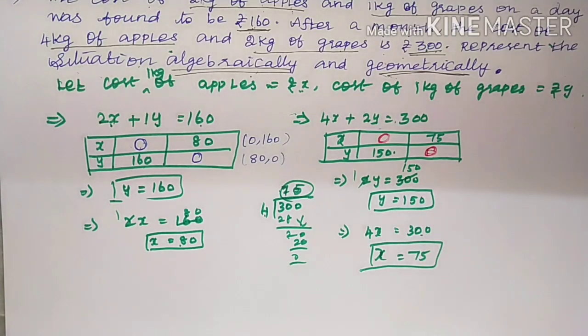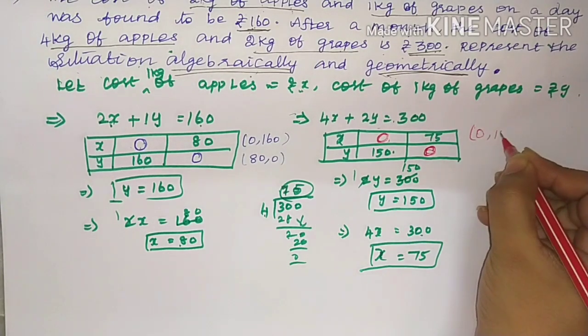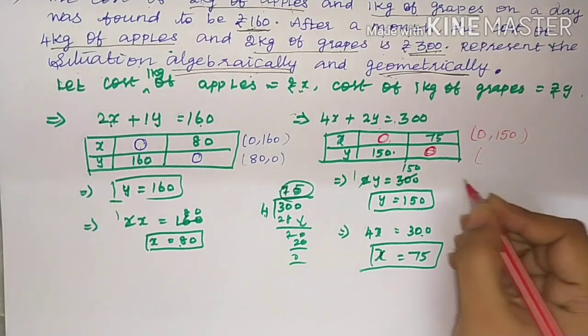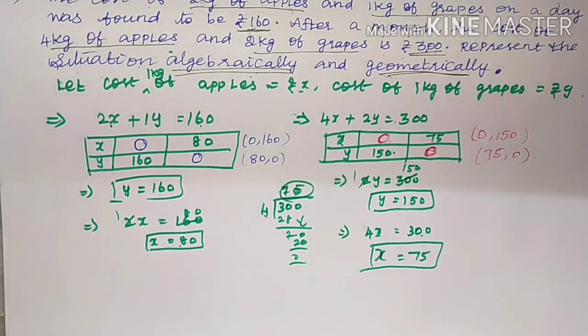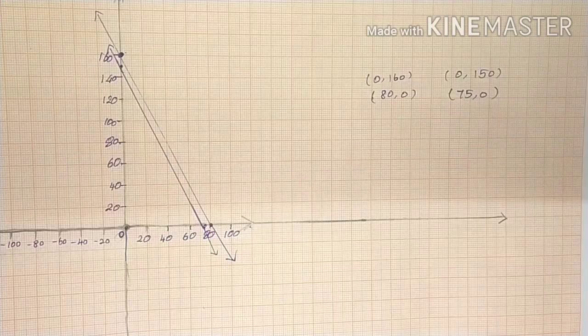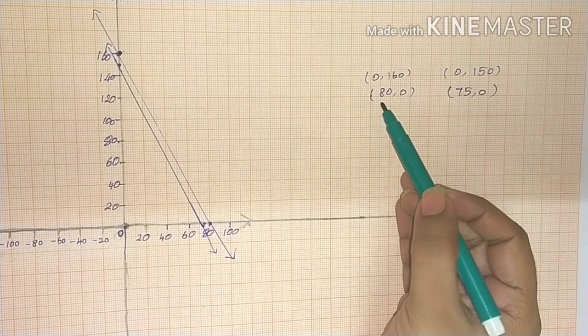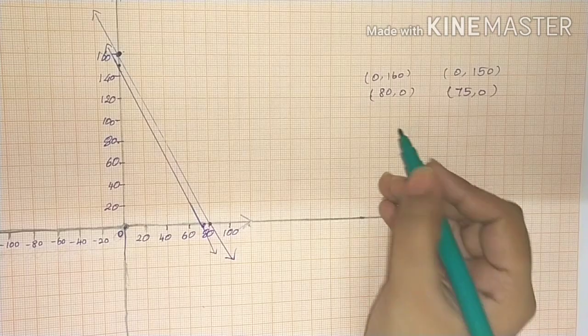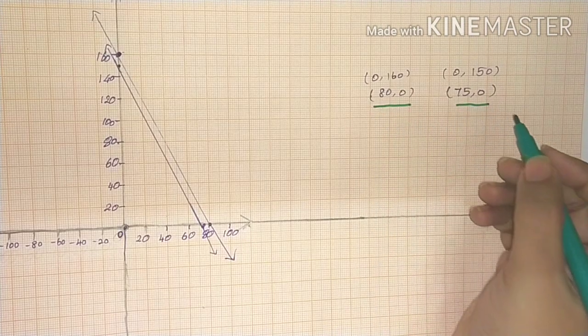Now you found the two coordinate points. One coordinate point is (0, 150). Another coordinate point is (75, 0). Now we can draw the graph. Now I will show you the graph. The coordinate point is (0, 160). Another point is (80, 0). So this is the first equation's coordinate points. This one is the second equation's coordinate points.